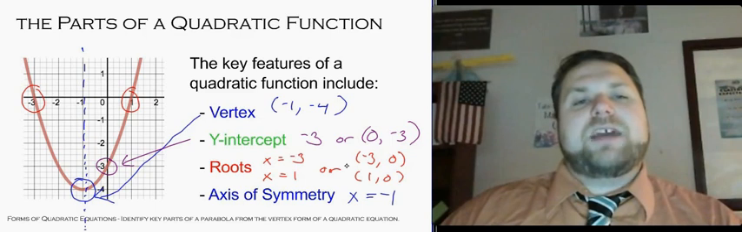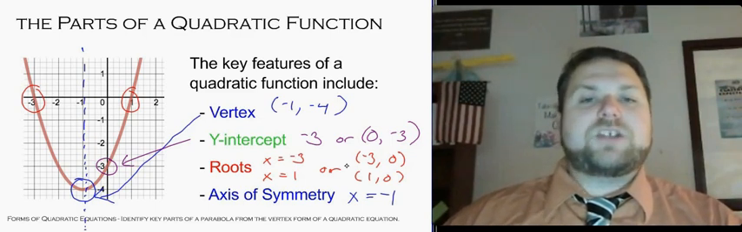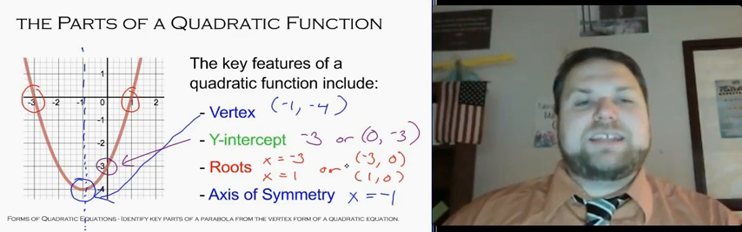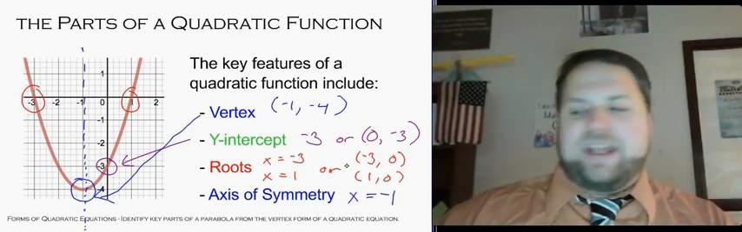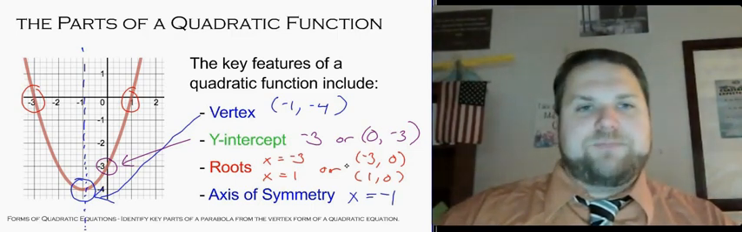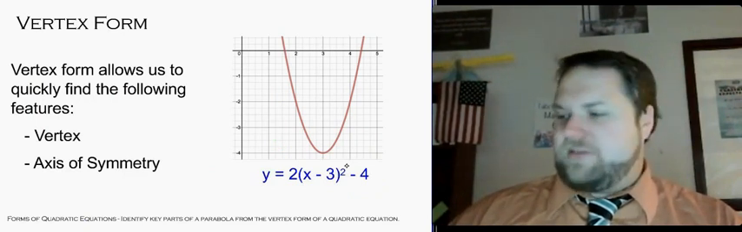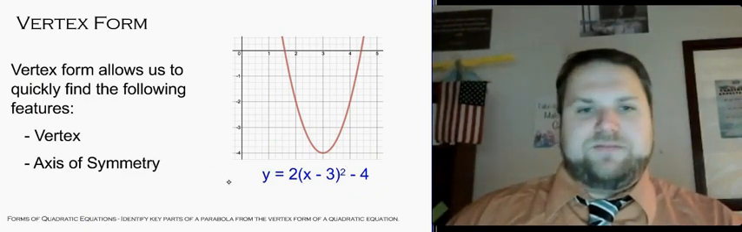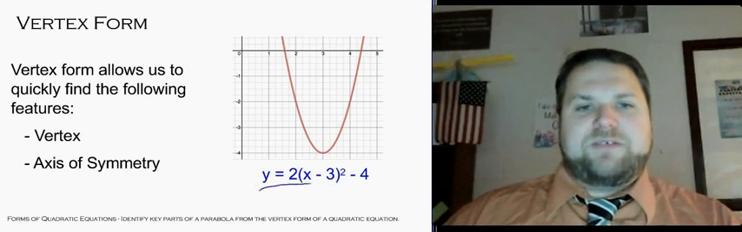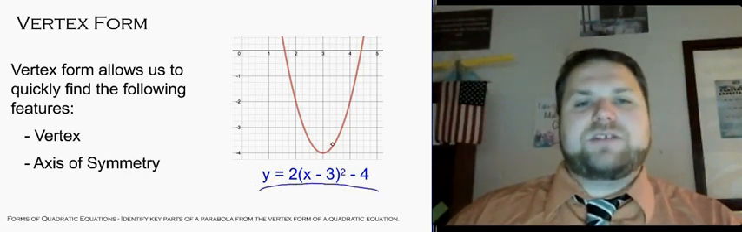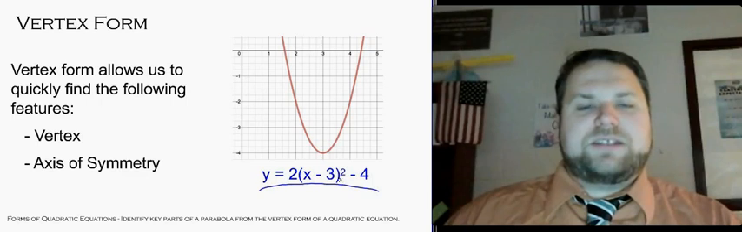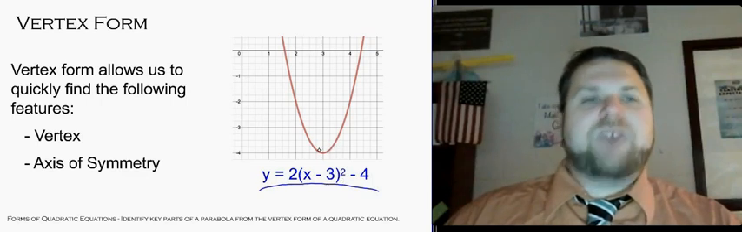And what we're going to do now is we're going to be looking at an equation in vertex form and seeing which of these four we can find very quickly and easily. So vertex form looks like this right here. You can see a version of it written below the graph, and this graph and this equation do match. So this equation goes with this graph.